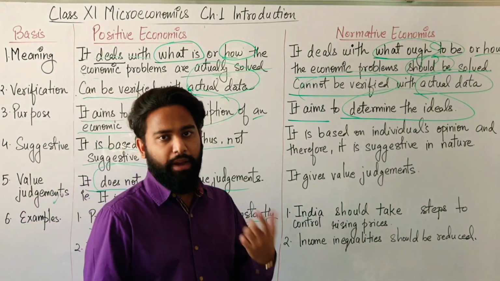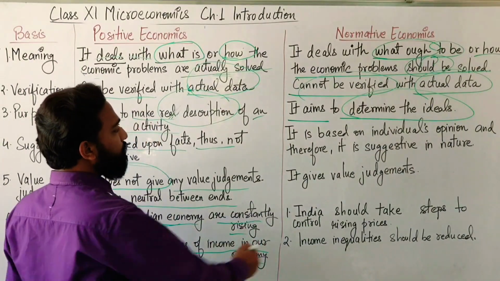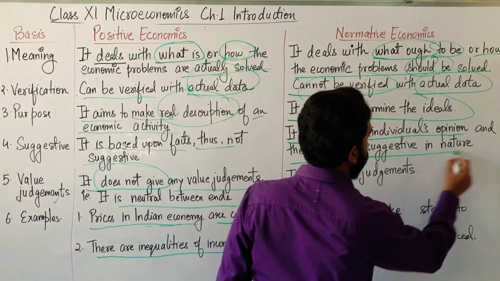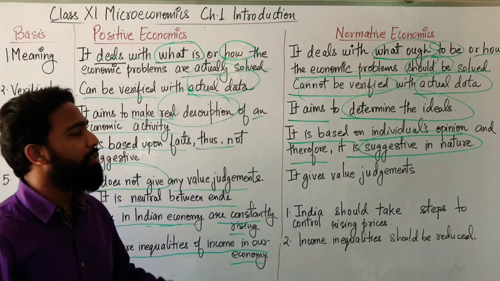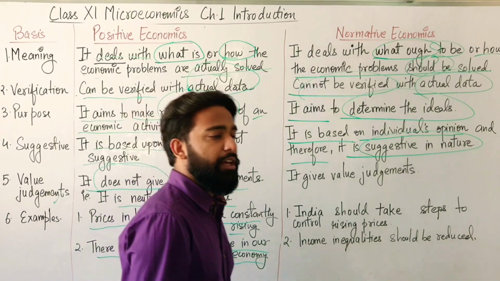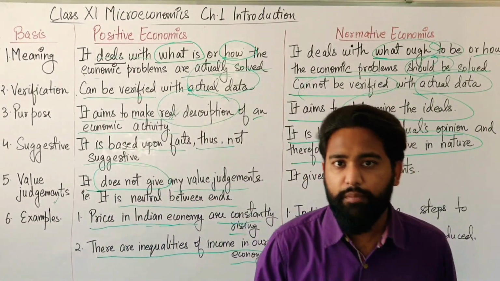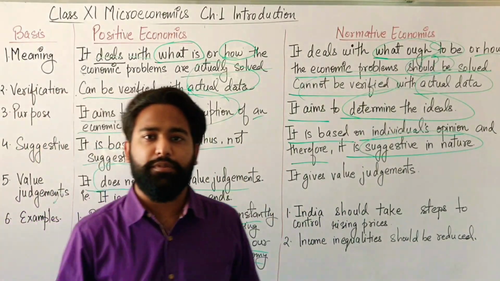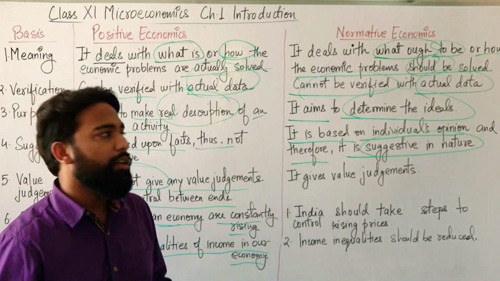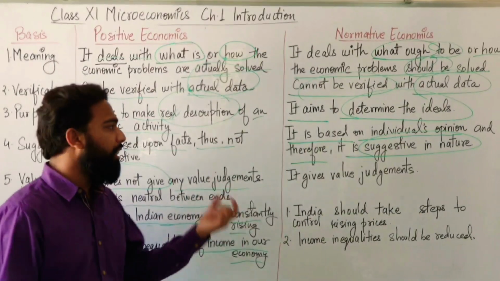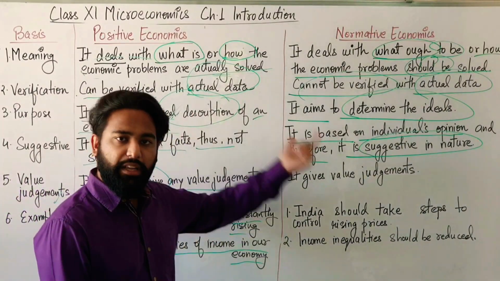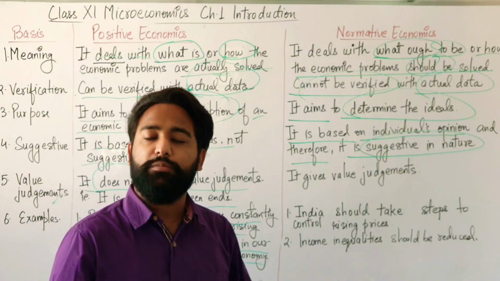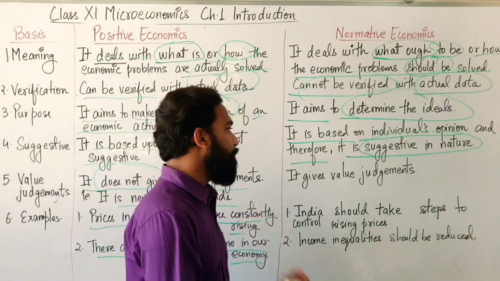My opinion matters here. It is based on an individual's opinion and therefore it is suggestive in nature. People suggest that the government should take these steps, the government should take those steps. Normative economics is suggestive because it is not based on actual data, it is based on individual opinions.